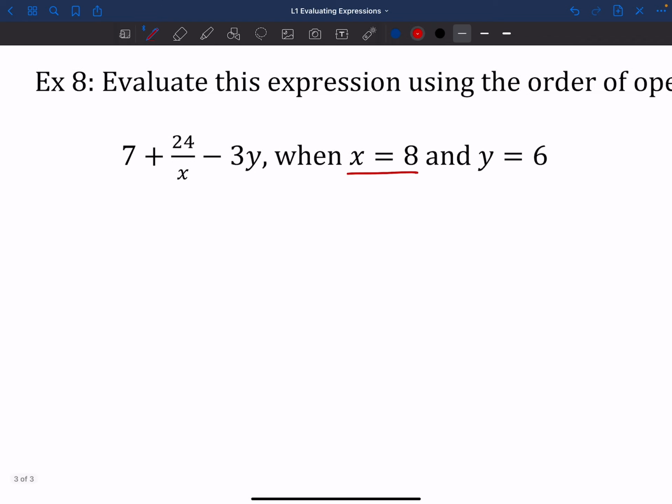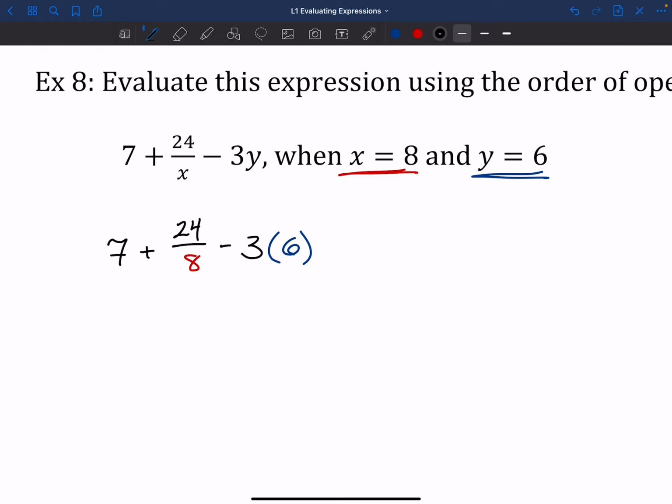Last one on here. Again, we've got x's and y's. Just going to start off by plugging them in. This is 7 plus 24 over that x, which was 8, minus 3 times that y, which was 6. All right, so we're going to have 7. Oops, let me talk through what I'm doing first. I'm getting a little too ahead of myself.